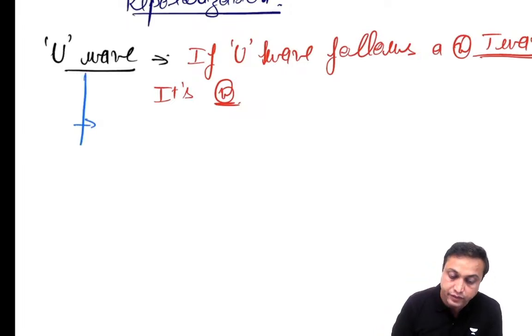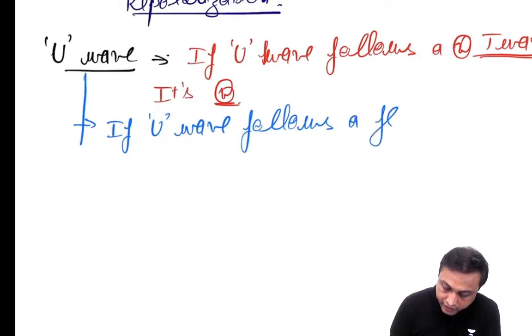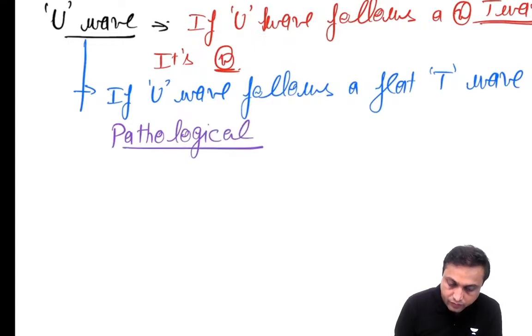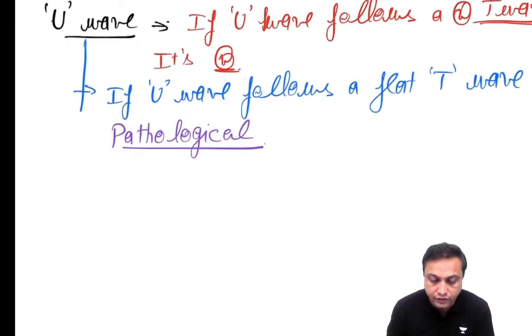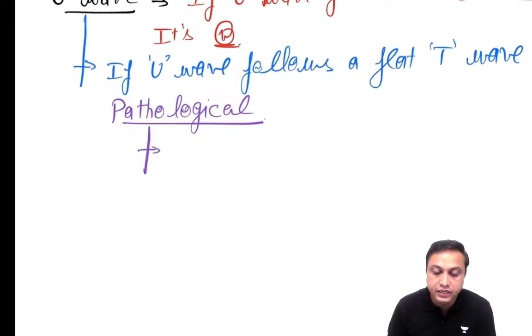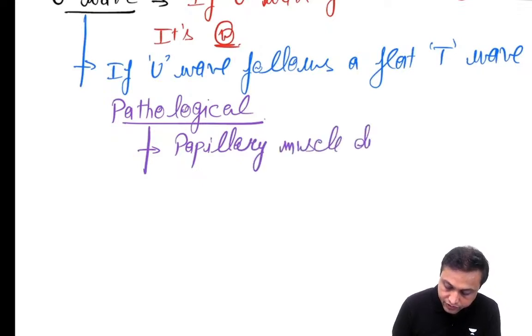Do remember this thing. What I am saying here is this: if the U wave follows a flat T wave, it's always pathological. Now, why is it always pathological and what does it signify? So it means there is some papillary muscle dysfunction. Do remember this thing, there is a papillary muscle dysfunction.